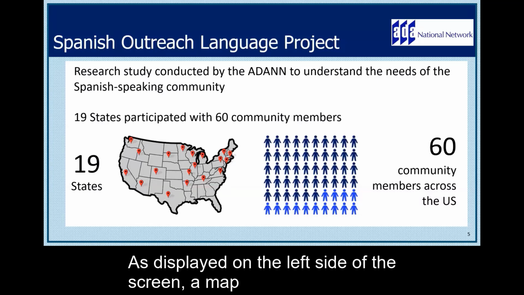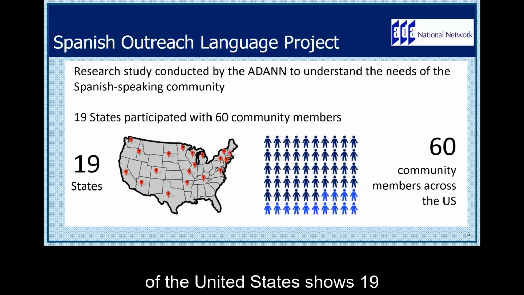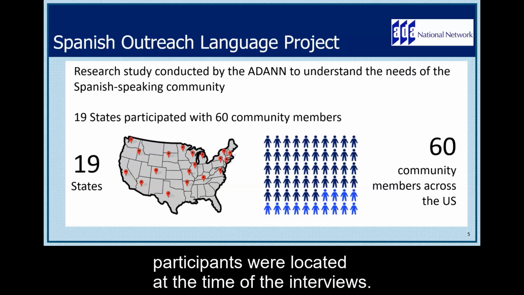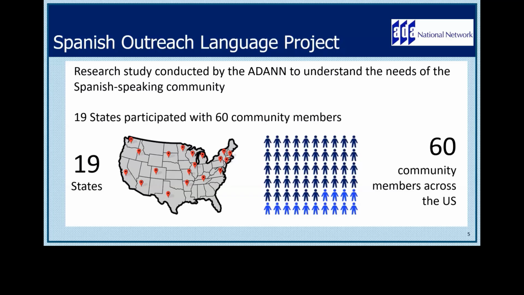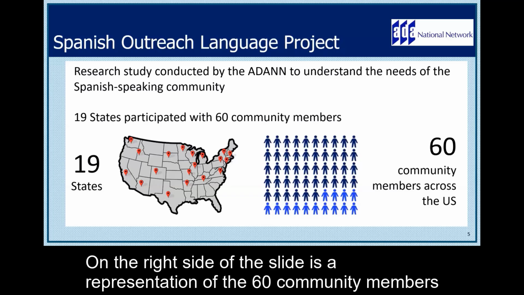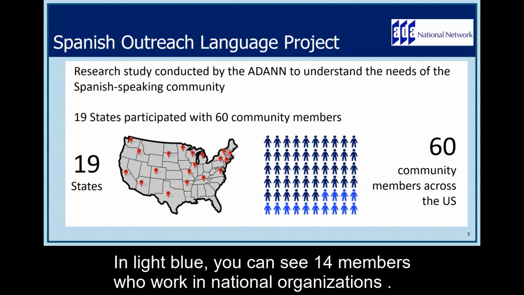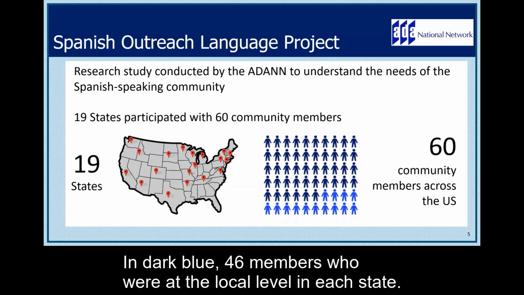As displayed on the left side of the screen, a map of the United States shows 19 red pinpoints representing the states from where participants were located at the time of the interview. On the right side of the slide is a representation of the 60 community members who participated in these interviews. In light blue, you can see 14 members who worked in national organizations. In dark blue, 46 members who were at the local level in each state.